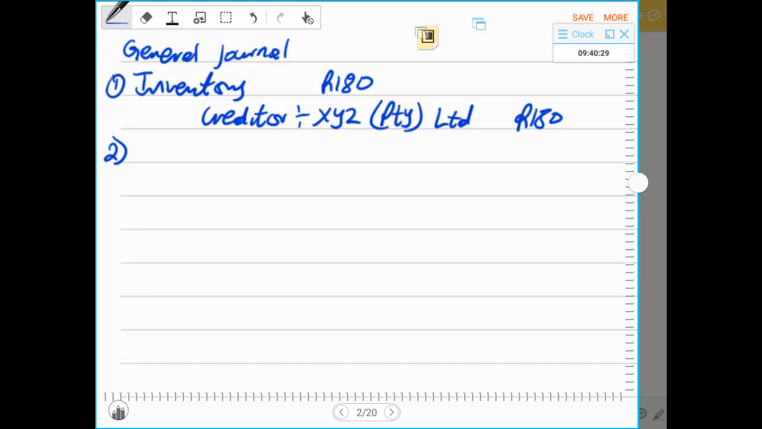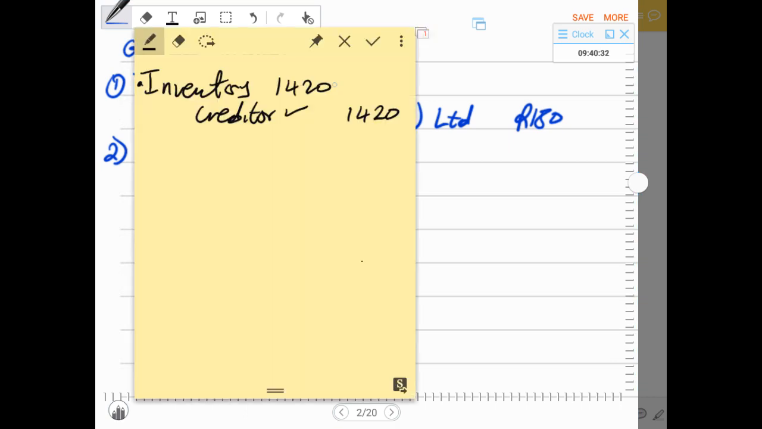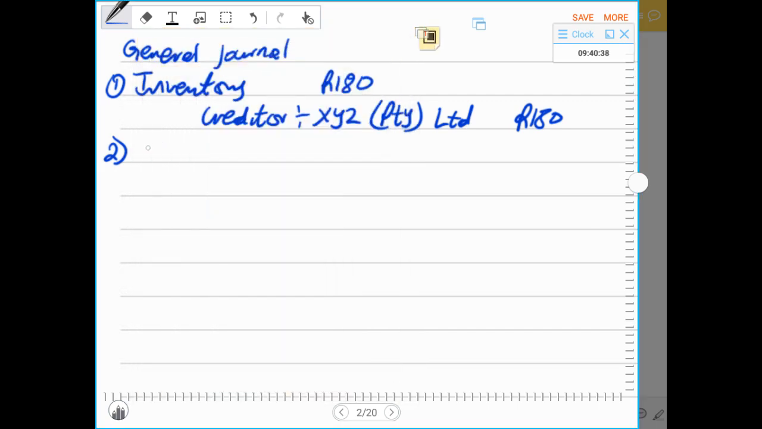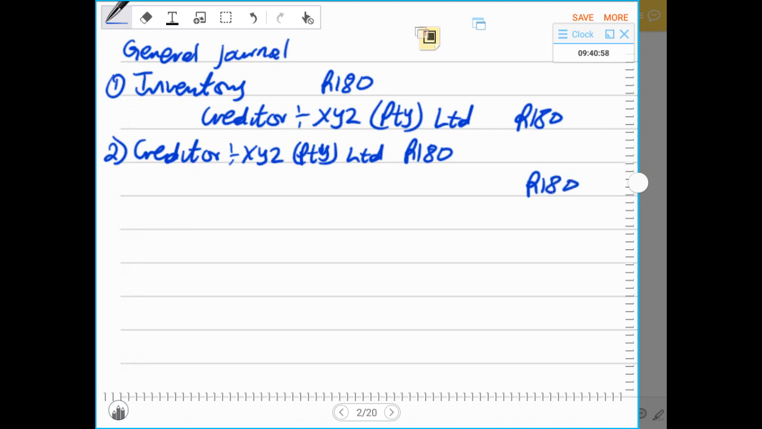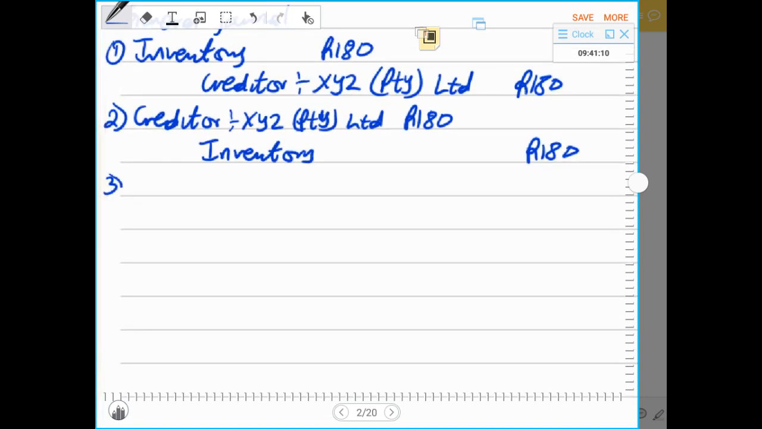So now we'll just do the opposite of what was done, because we are reducing this amount and we are also reducing this amount by the same amount of 180. So now it will just be the opposite of the first entry. We have our creditor XYZ Pty Ltd, and this will be an amount of 180 rands, because remember this was overstated. They initially recorded more amount of the creditor and more amount of the inventory than it was supposed to be. So now that will be how we correct this entry.